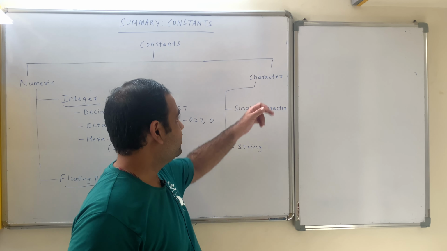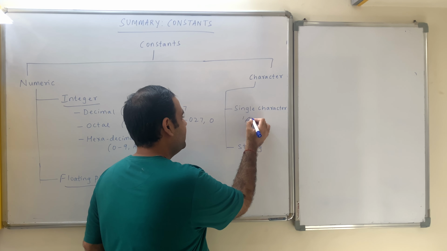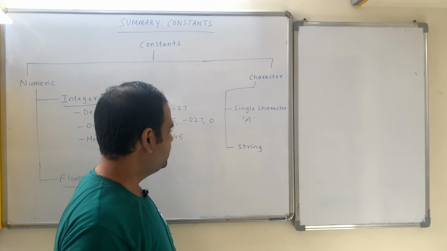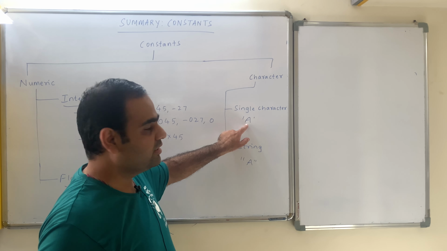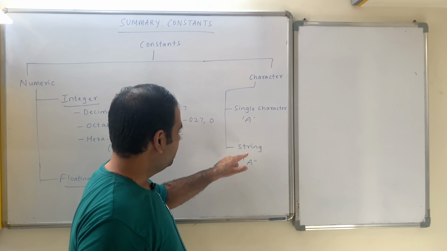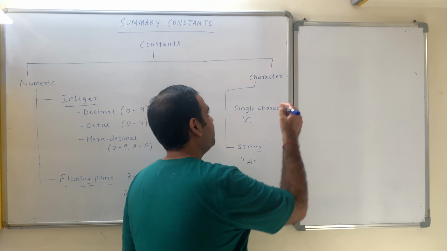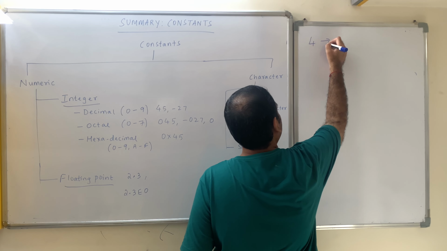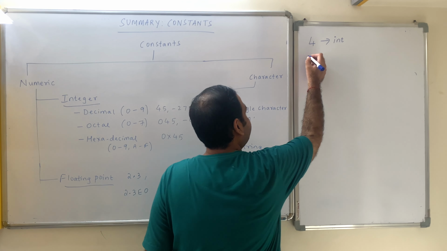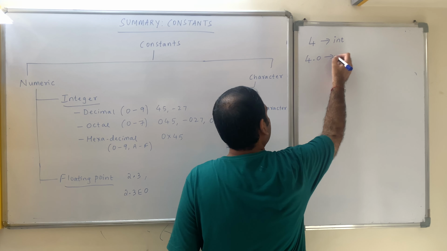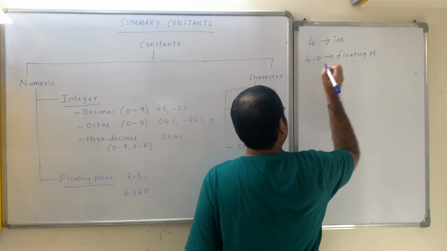Next we have the character constant. In this we have single character constant. Anything that is single in length and written in single quote is a single character constant. Anything written in double quote becomes a string. Here the length should be 1 in single character constant, but in string there is no restriction on the length. Now again to summarize, if I write 4, it becomes an integer. The same 4, if we write it as 4.0, it becomes a floating point number.